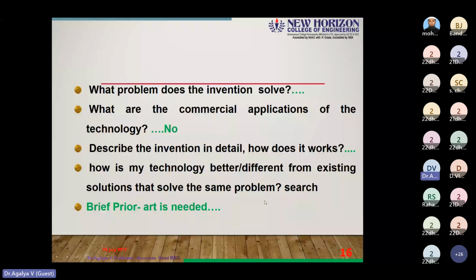If you are interacting with the IPR cell or head of your college or with any of the lawyers, they are always asking you, do you have an invention disclosure form? They don't want the entire database. They will check your invention disclosure form, and they will compare the invention with the existing ones. This is called prior art. So prior art is needed, and every time, just a minute.